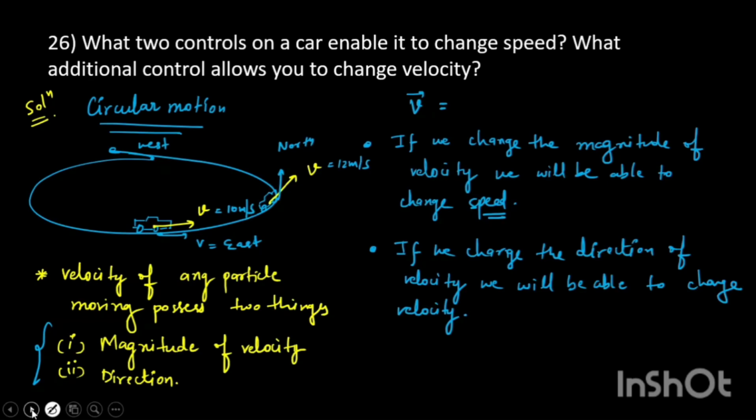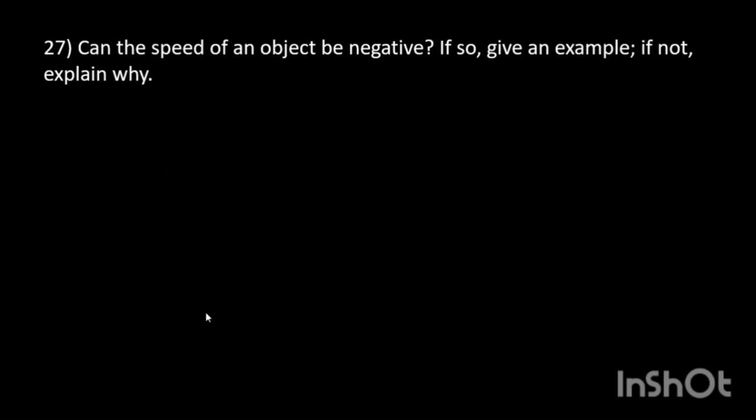So we got the answer for both the questions, additional control as well as normal control to change speed. Next question. Can the speed of an object be negative? If so, give an example. If not, explain why. I guess you should at least try this once, to see what it is going to be.